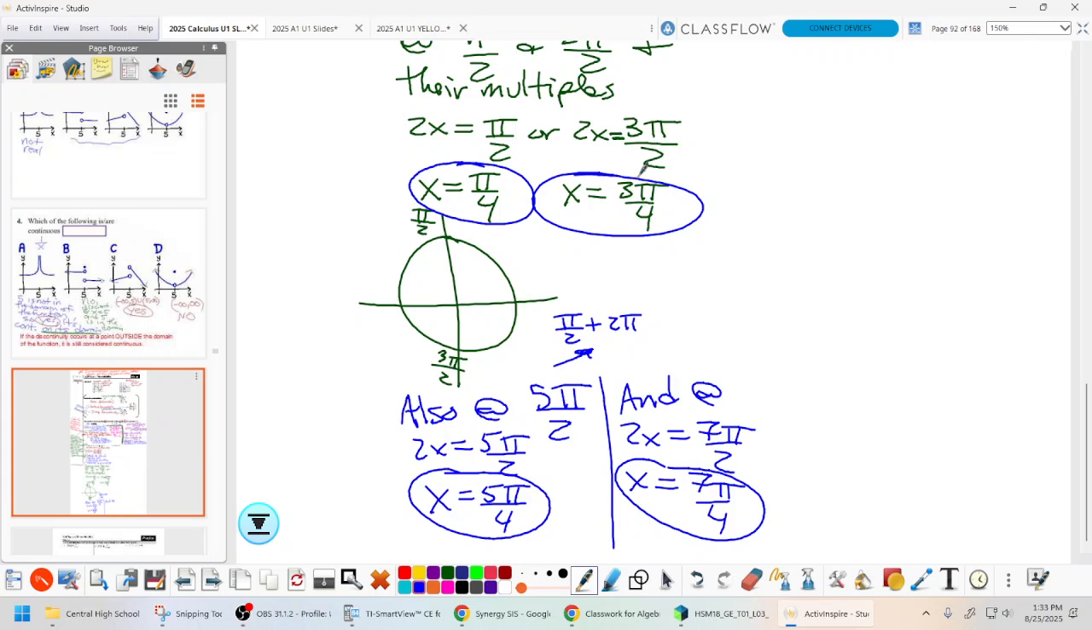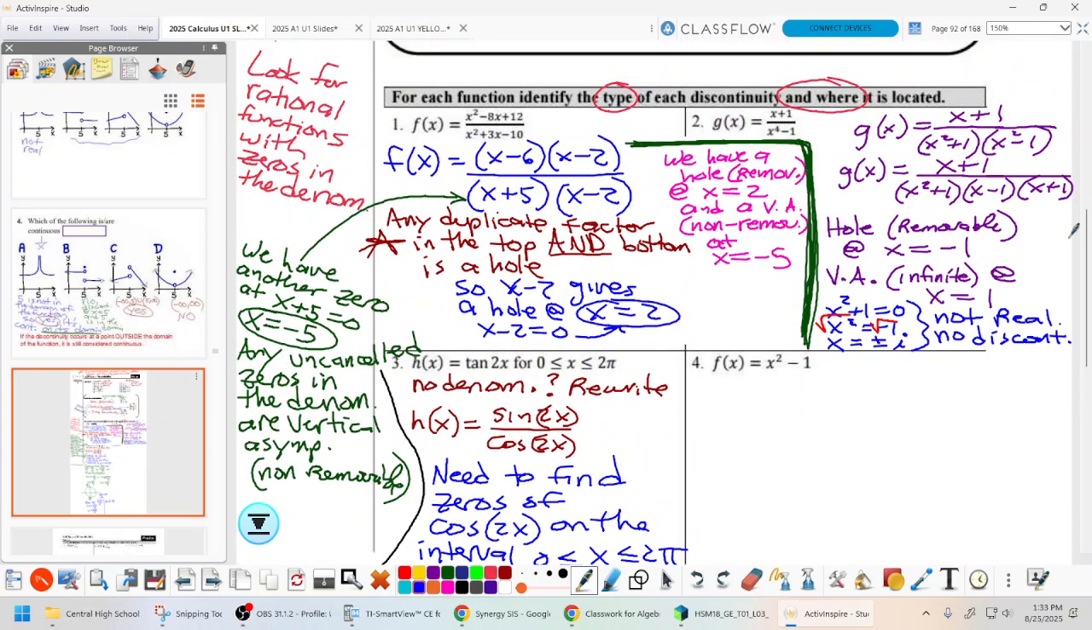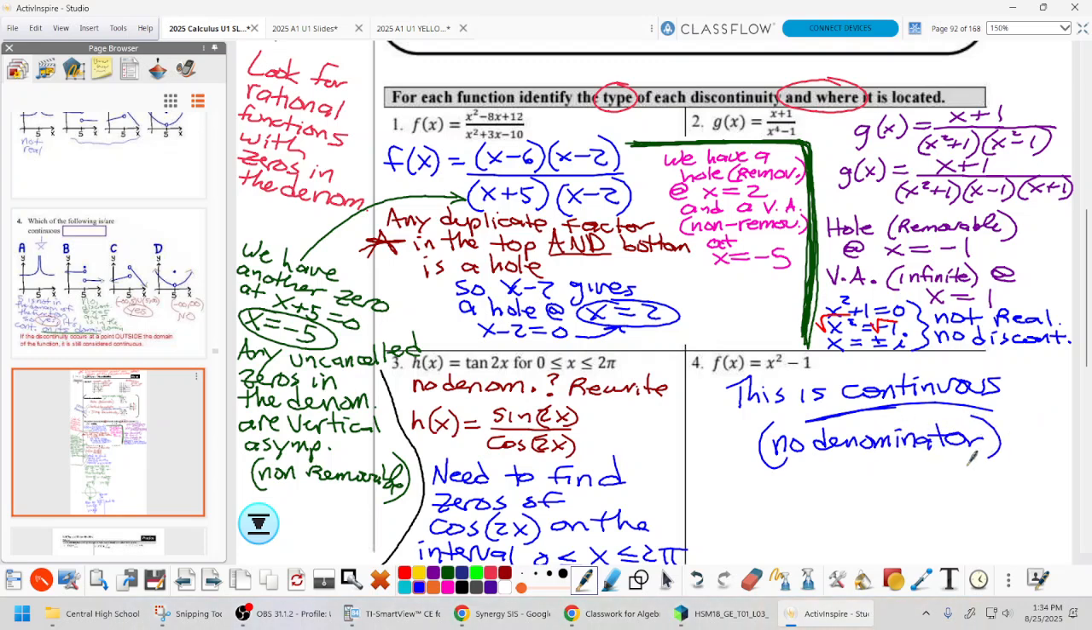Alright, and then finally, look at part 4, number 4. Tell me about it. No denominator. So do we worry? This is continuous. So we don't have to worry. No denominator. In fact, let me just put that sub note right there. So it does help if you know your parent functions and their appearance. It helps somewhat.